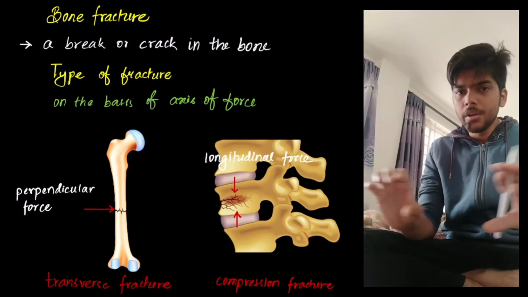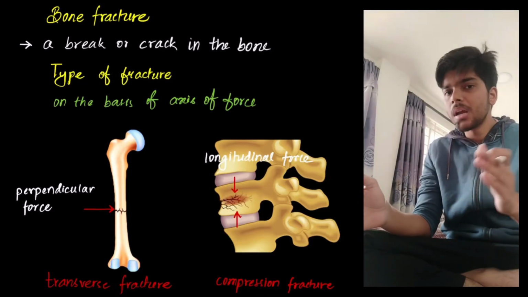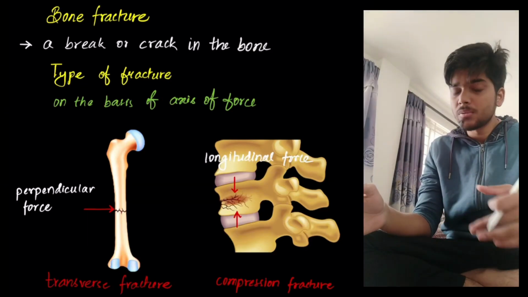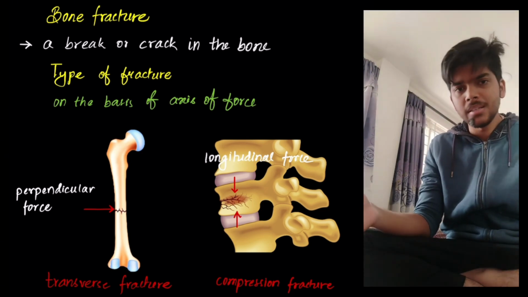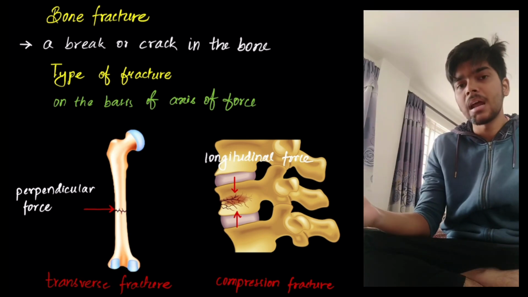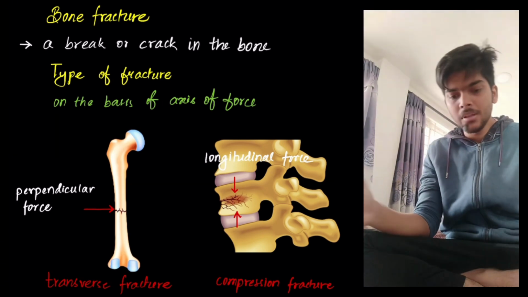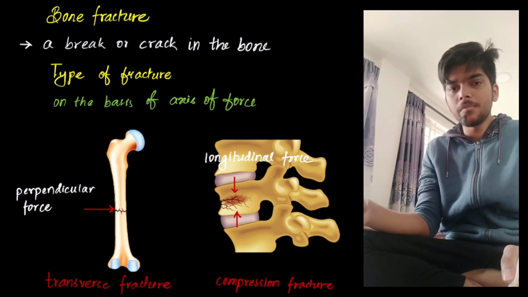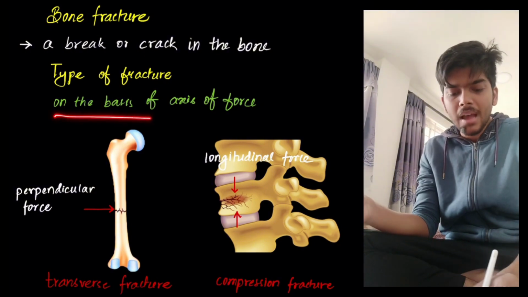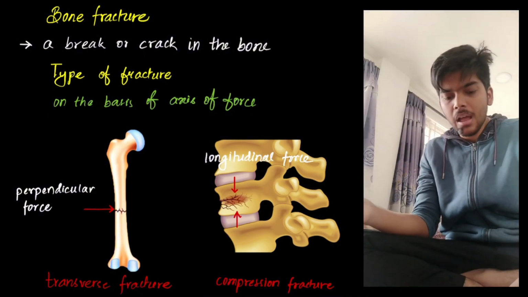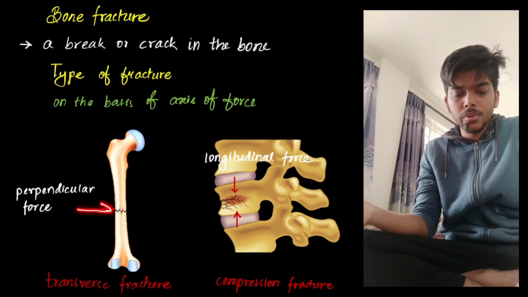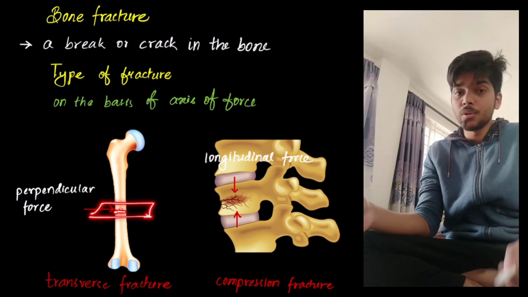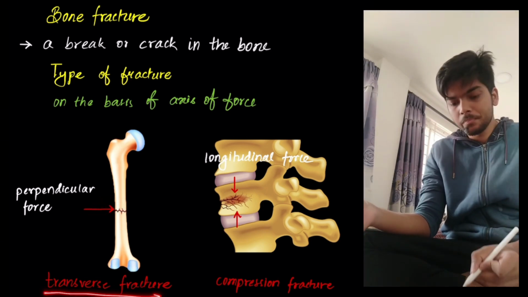Bone is a continuous structure. If a break or a crack occurs in a bone, that's what we call a bone fracture. And bone fractures are of various types and have been categorized under various criteria, such as type of fracture on the basis of axis of force. Right here, I have a long bone which experiences a perpendicular force resulting in a fracture present on a transverse plane. So we call it a transverse fracture.